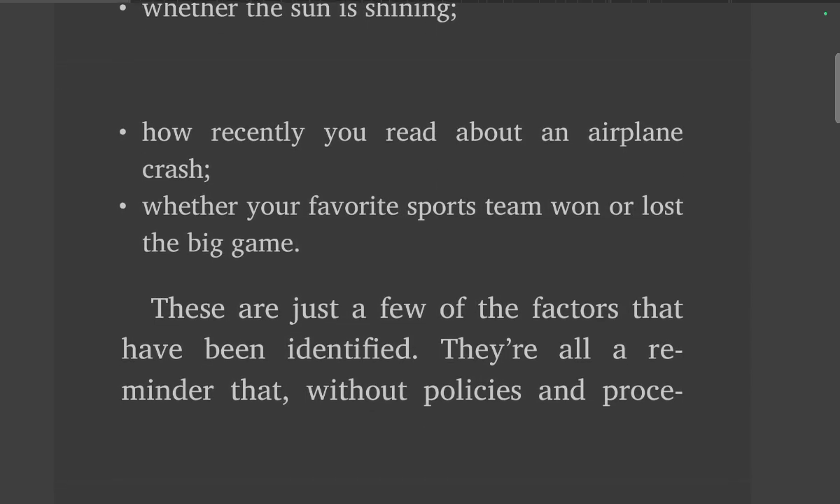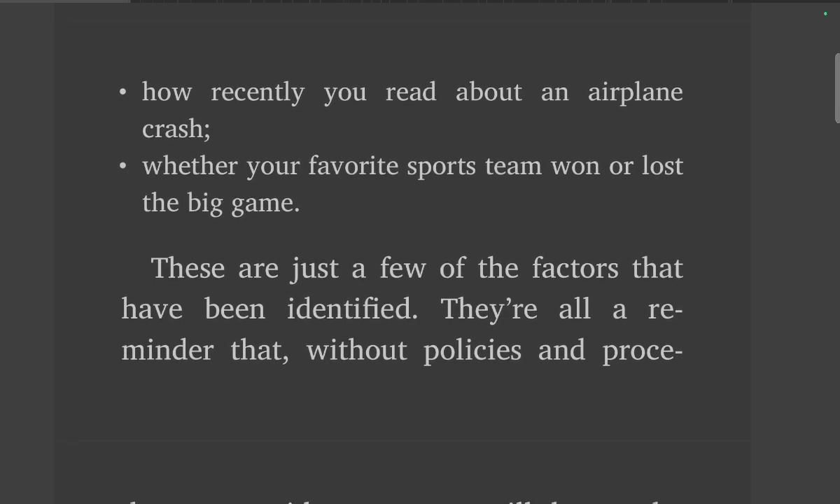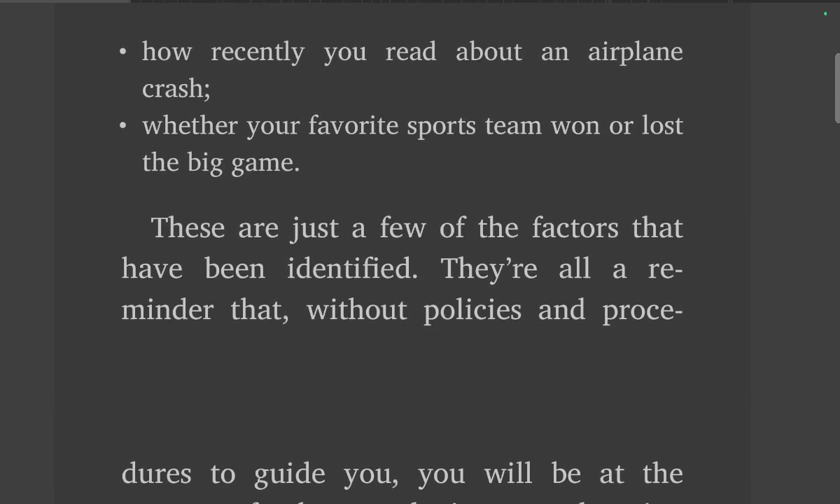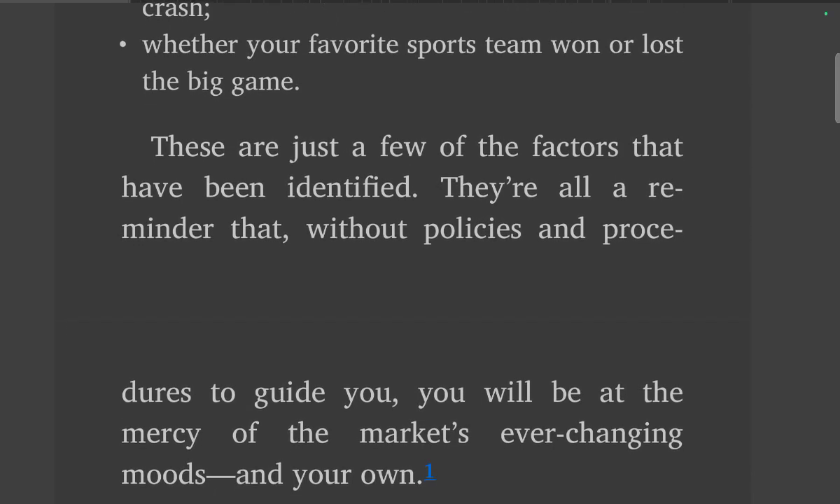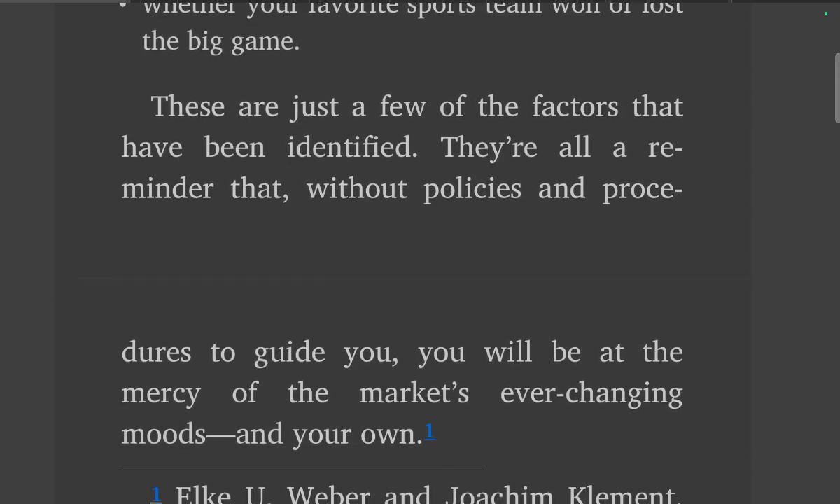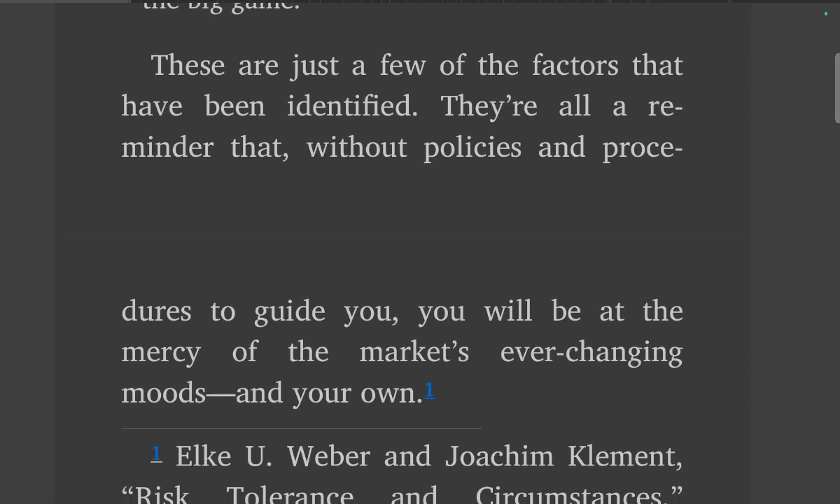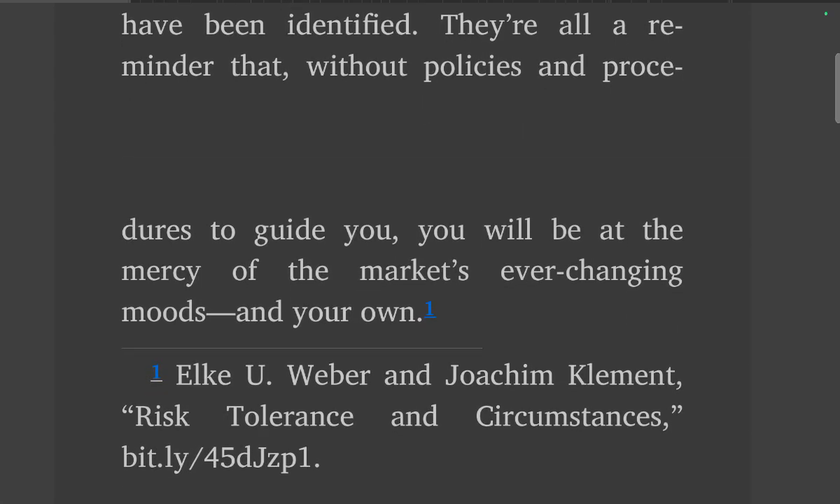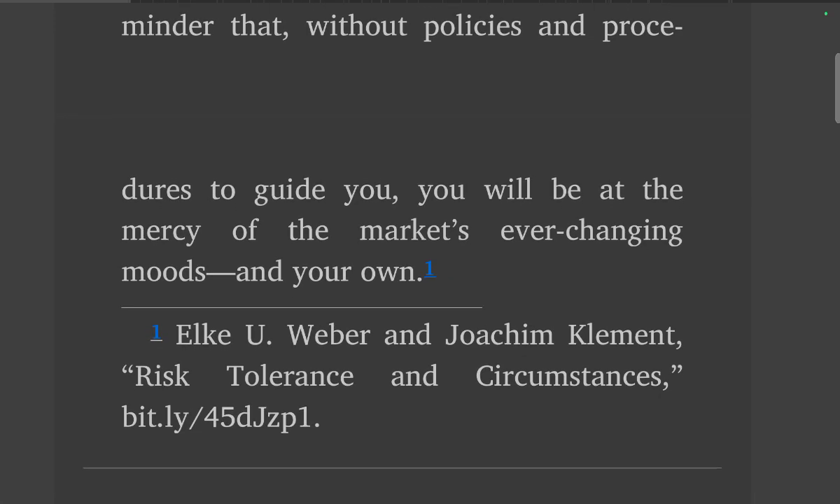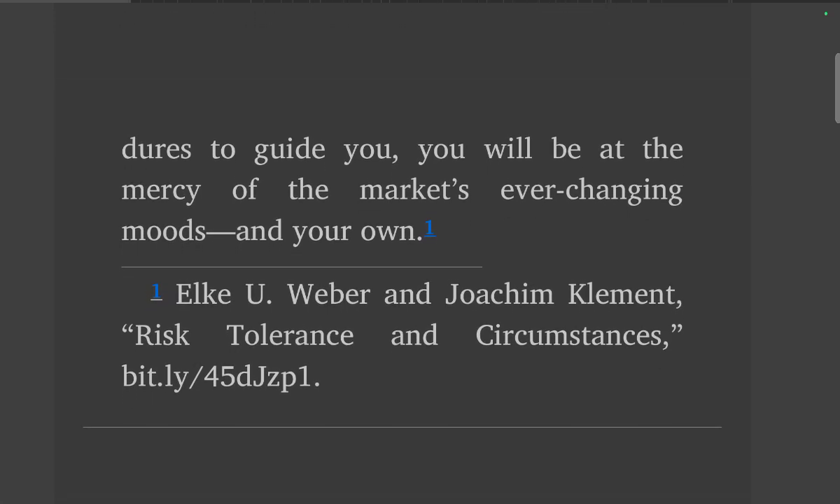These are just a few of the factors that have been identified. They're all a reminder that without policies and procedures to guide you, you will be at the mercy of the market's ever-changing moods and your own. Elke U. Weber and Christopher Hsee, risk tolerance and circumstances.